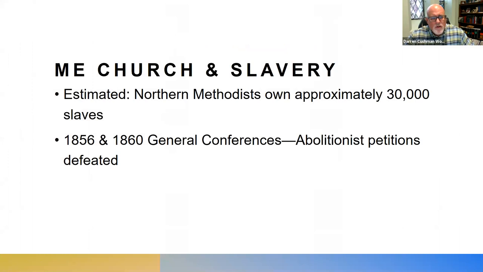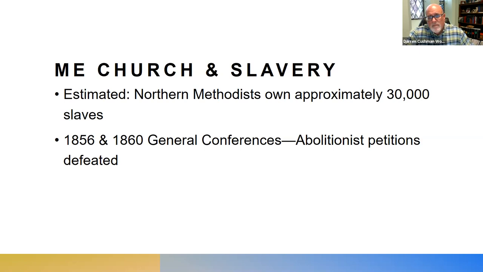The issue of Methodism and slavery, as I said earlier, was not resolving itself. Even after the Southern Church split off and formed, Northern Methodists were still stuck. They couldn't pull the trigger on it. You know, it's estimated there's some 30,000 slaves that were owned by Methodists still in the part of the Northern denomination. And all those petitions just kept getting defeated over and over again.